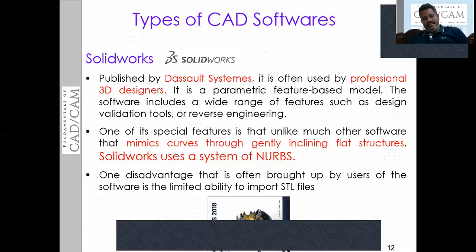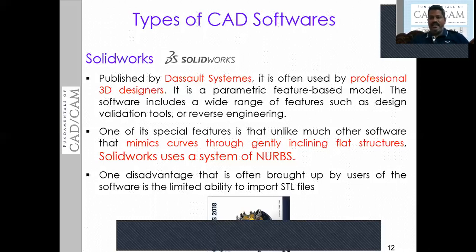Of course, this STL is a neutral format file. By using SolidWorks, you cannot create an STL file. That is a major disadvantage of this SolidWorks. Of course, you can create it, but it is going to lose some data. That is the disadvantage of this SolidWorks.